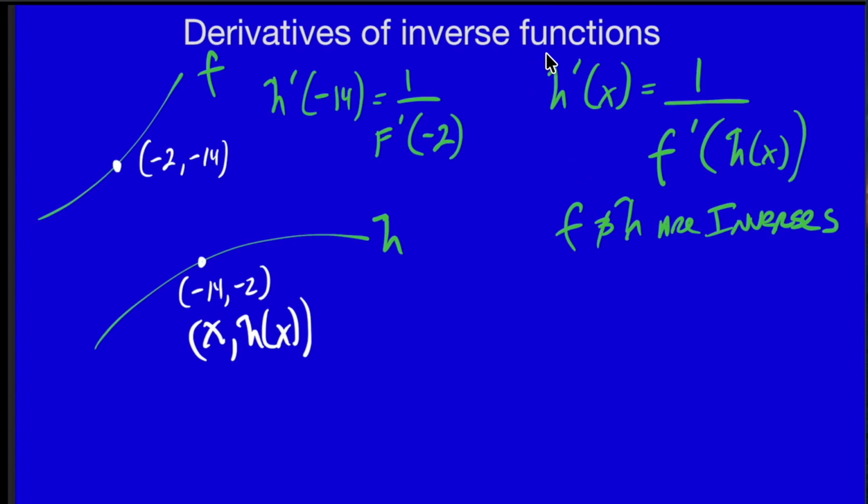If you want to find the derivative on the inverse function at a point x, you need the output on the inverse function, h of x. Then you go to f, you take the derivative, and you plug the output from the h function into the derivative of the f function.